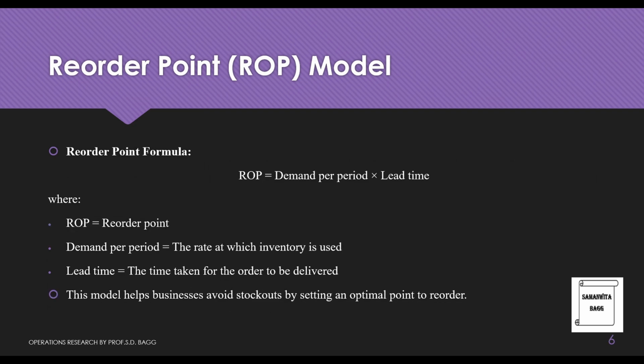Reorder point formula: ROP is equal to demand per period times lead time. ROP is the reorder point, demand per period is the rate at which the inventory is used, and lead time is the time taken for the order to be delivered. So the time between placing an order and receiving the order is your lead time. This model helps businesses avoid stockouts by setting an optimal point to reorder.